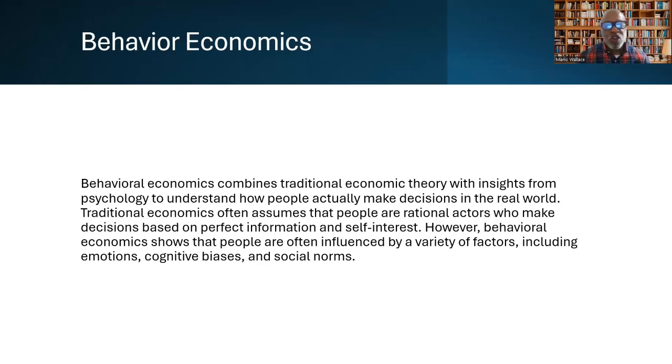Behavior economics. So behavior economics combines traditional economic theory with insights from psychology to understand how people actually make decisions in the real world. Traditional economics often assumes that people are rational actors who make decisions based on perfect information and self-interest. However, behavior economics shows that people often are influenced by a variety of factors, including emotions, cognitive biases, and social norms. So remember that the foundation of network science are three theoretical frameworks: complex adaptive networks, network science, and behavior economics.